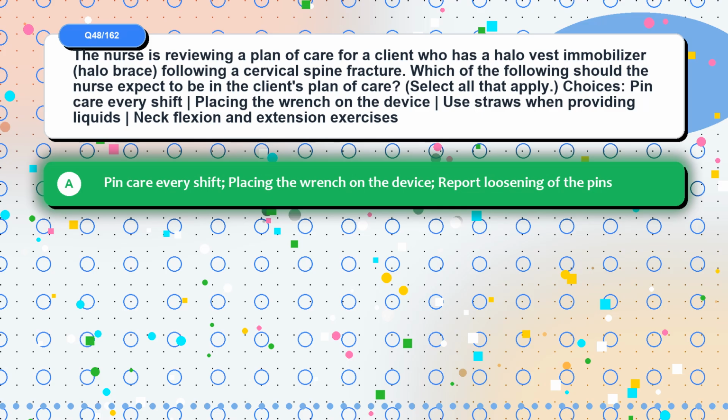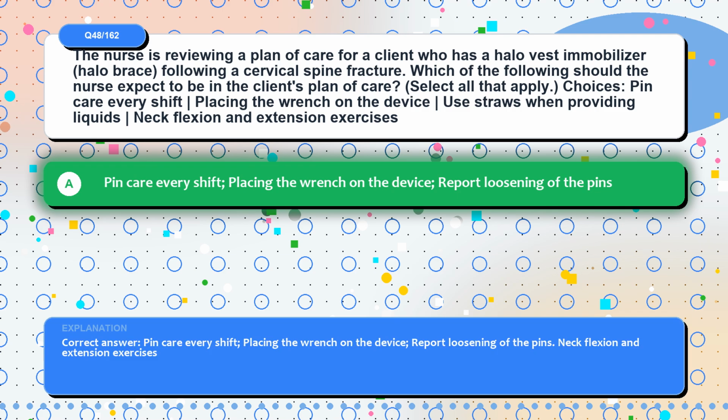The correct answer is option A, pin care every shift, placing the wrench on the device. Report loosening of the pins. Neck flexion and extension exercises.